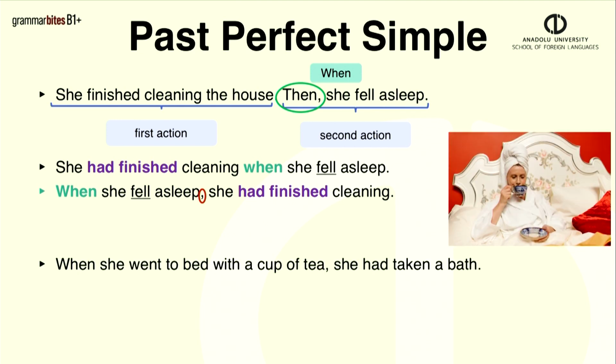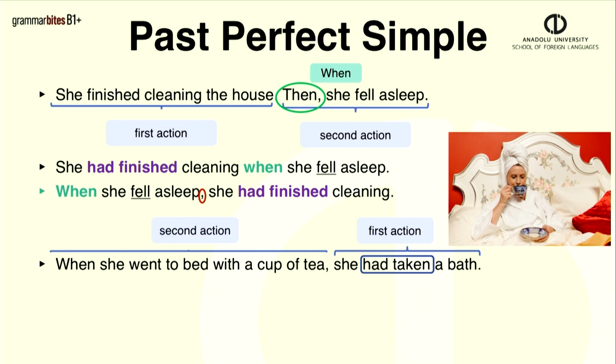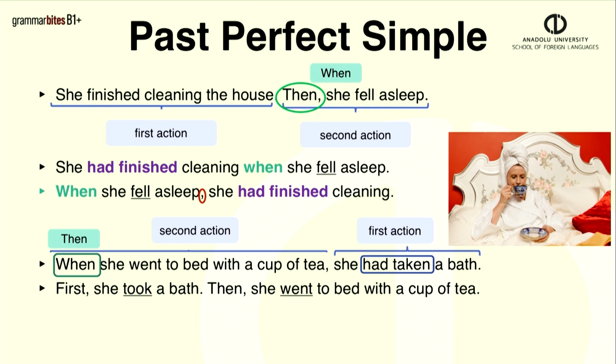Let's see another example. When she went to bed with a cup of tea, she had taken a bath. This sentence is the first action because we used past perfect simple here. This one is the second action. So, when we want to rewrite this sentence, we will write then instead of when, and we will start with the first action. We will say, first she took a bath, then she went to bed with a cup of tea.